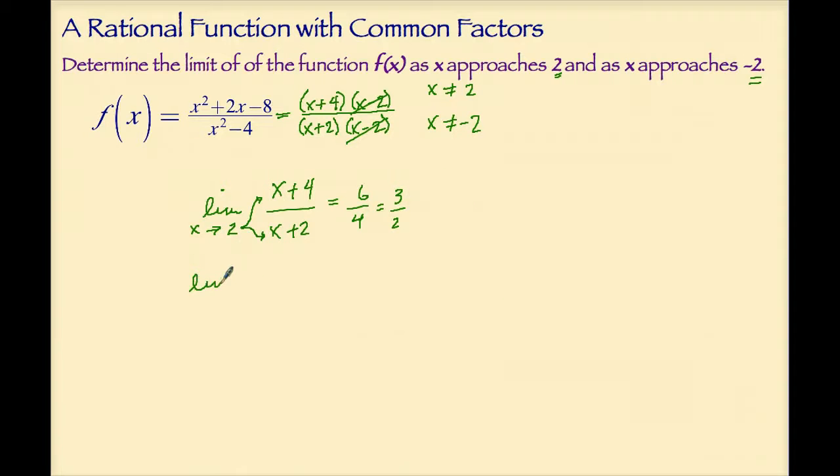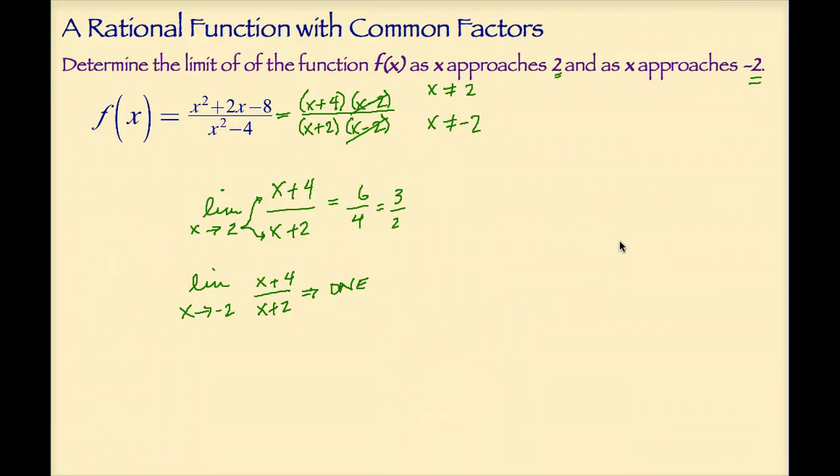Let's try to find the limit as x approaches -2 of our reduced function, x plus 4 over x plus 2. We still have a problem. There is still a vertical asymptote at -2. Therefore, this function, this limit, does not exist.